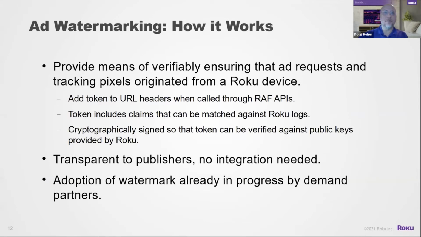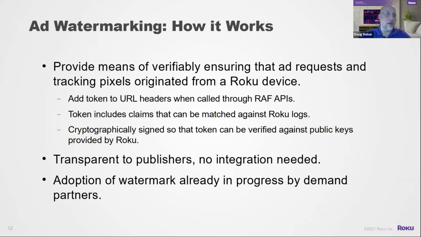So how does this work? The main goal is to provide a means of ensuring that both ad requests and impressions are actually coming from a Roku device and not, say, from a click farm or even from rogue applications on a Roku device that are firing their own tracking pixels in a way that circumvents our ability to detect that they're being fired. So how does this work? When you call RAF APIs to fetch ads or to fire tracking pixels, we add a token to the HTTP headers.